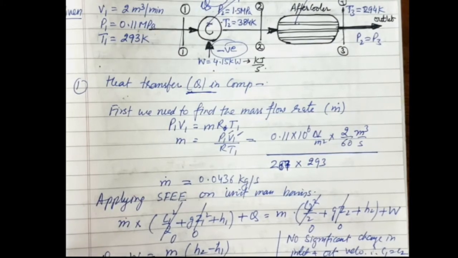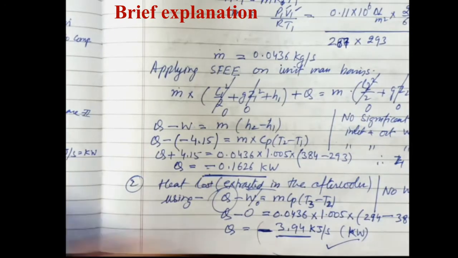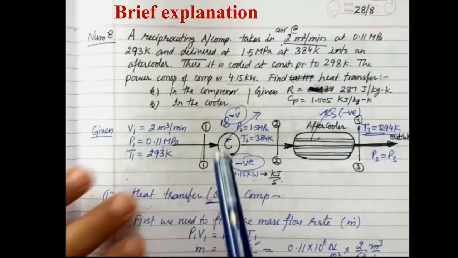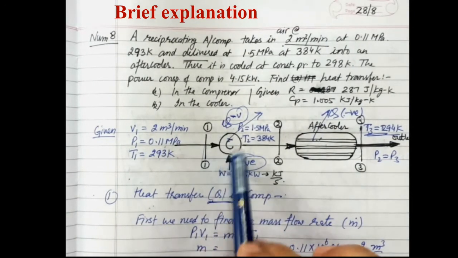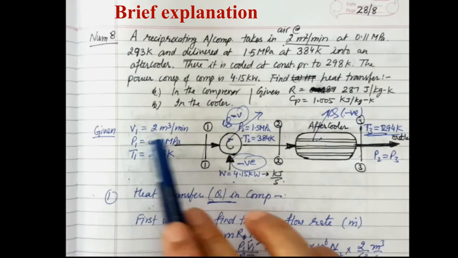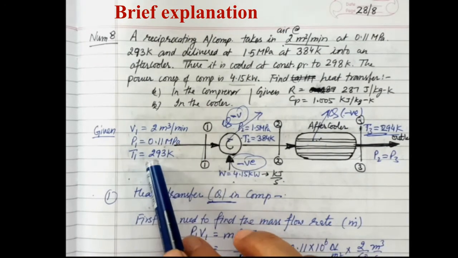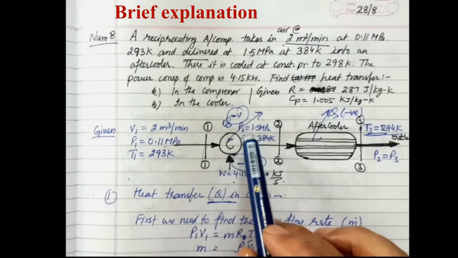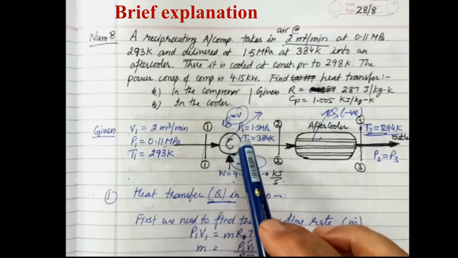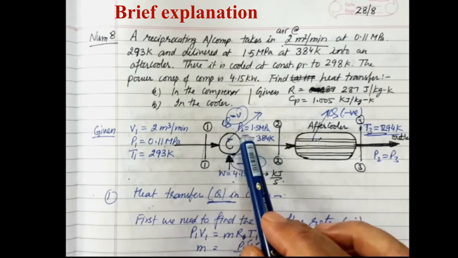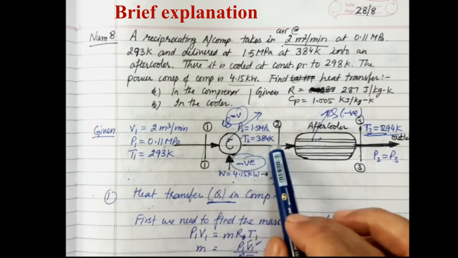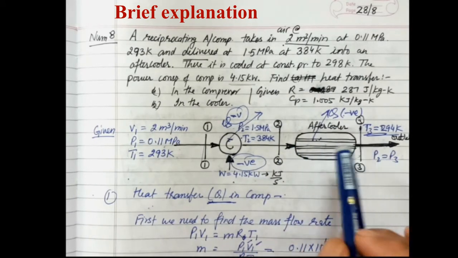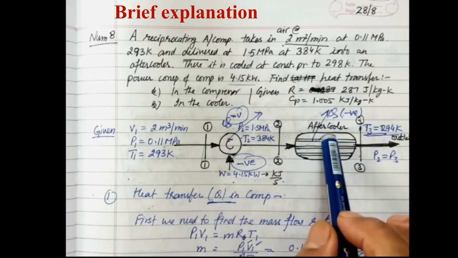Now similarly we apply these conditions for the after cooler. I will just brief you on this numerical once again. Basically we have a condition where there is an air compressor whose flow rate is given, pressure is given, temperature is given, outlet temperature and pressure are given, and we need to find out how much heat is given out through the compressor during the process of air compression. Similarly, the compressed air is made to pass through the after cooler, and we also need to find out how much heat is removed from the after cooler.